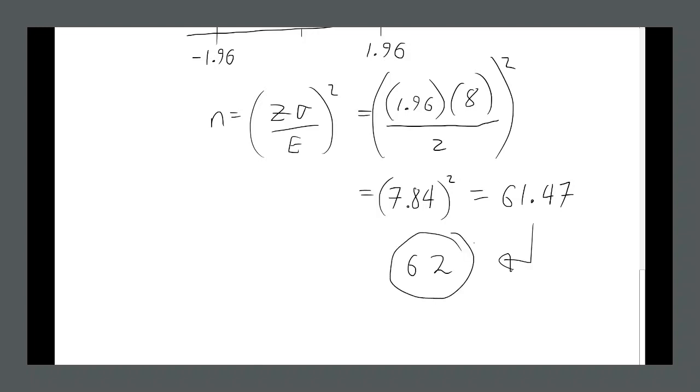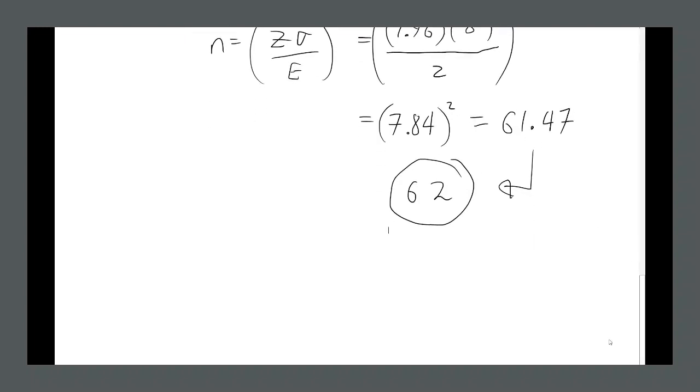Even though 61.47 would typically round to 61, we need at least 61.47 measurements, which means 61 is not enough. So we always round up, and that gives us an answer of 62, and that's our answer to part B. We need at least 62 measurements so that our margin of error does not exceed 2.